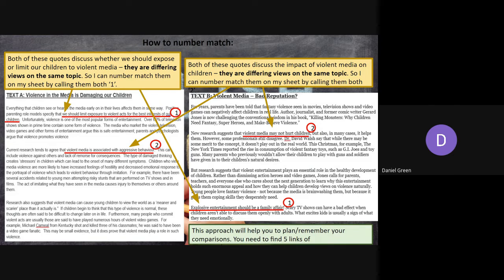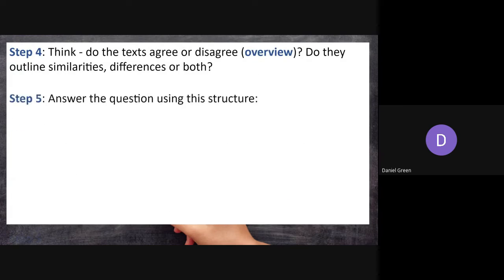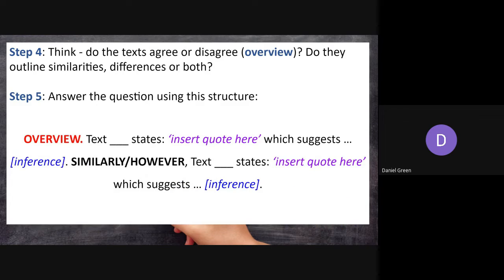In that case, you pick 3 to 4 points per one. Then think, do the texts agree or disagree? Do they outline similarities, differences, or both? And then answer the question using this structure. Give an overview of the comparison you're about to make.